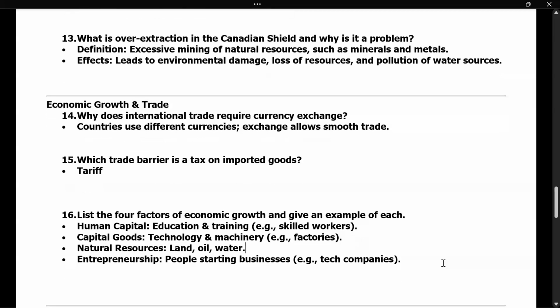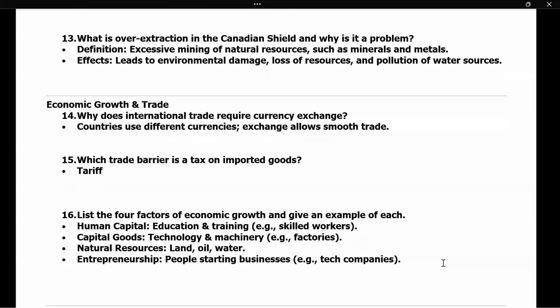Now, list four factors of economic growth and give an example of each. Human capital is education and training. For example, what you guys are doing right now, getting education, you go to high school, and then you go to college and get that higher education. That is investment in human capital of education.